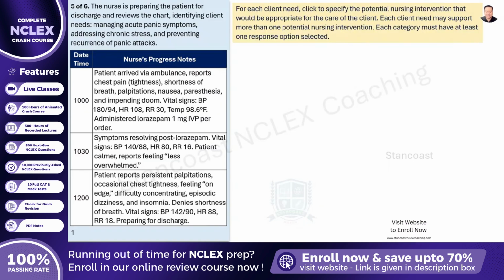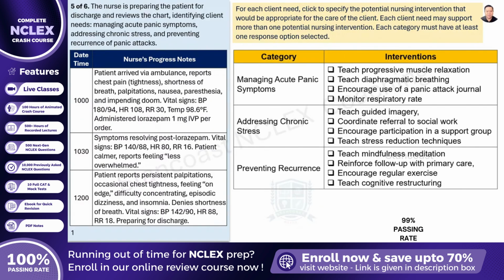Now, your task in this item is to click to specify the potential nursing intervention that would be appropriate for the care of the client. Each client need may support more than one potential nursing intervention. Each category must have at least one response option selected. So here's the matrix. So pay attention to the categories here: managing acute panic symptoms, addressing chronic stress, and preventing recurrence.